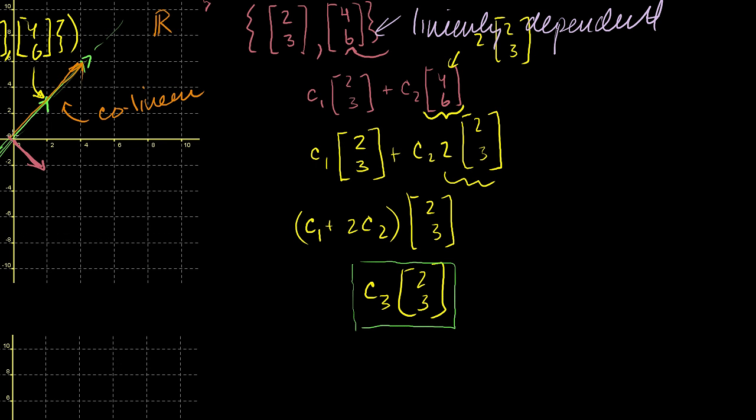In this case, we already had a vector that went in this direction. And when you throw this 4, 6 on there, you're going in the same direction, just scaled up. So it's not giving us any new dimension, letting us break out of this line, right?